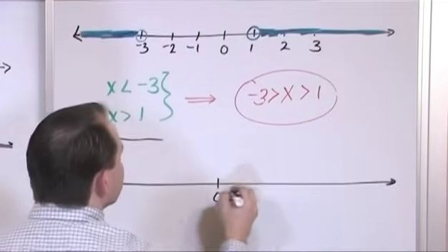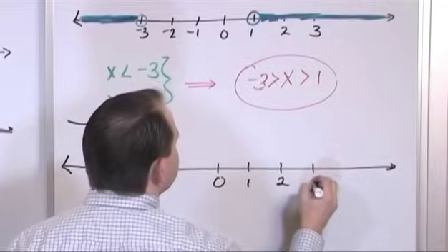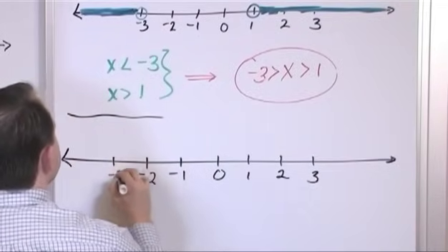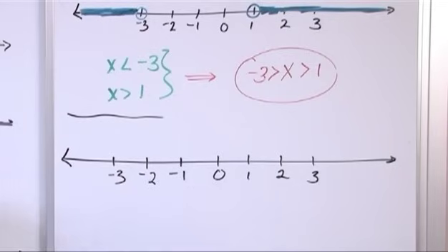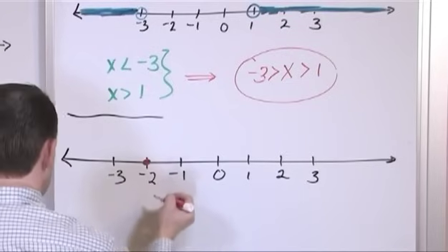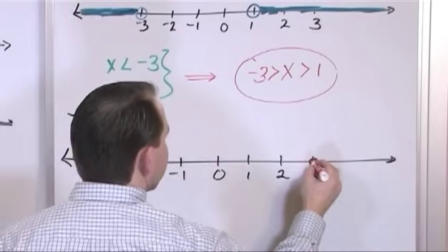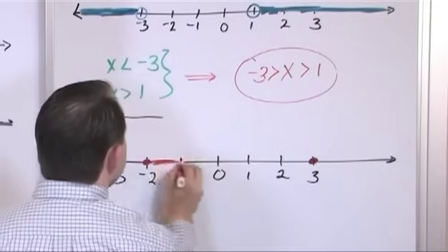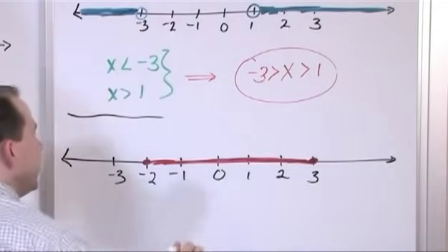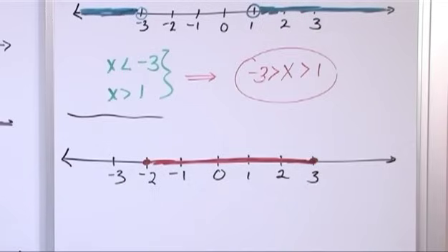So we'll have 0, 1, 2, 3, negative 1, negative 2, negative 3. And let's say the graph that we're after is going to be, let's change colors a little bit. Let's say negative 2 we're going to have a dot on, and positive 3 we're going to have a dot on, and we're going to shade everything in between these two dots. Question is, what inequality or inequalities could be written to represent that?